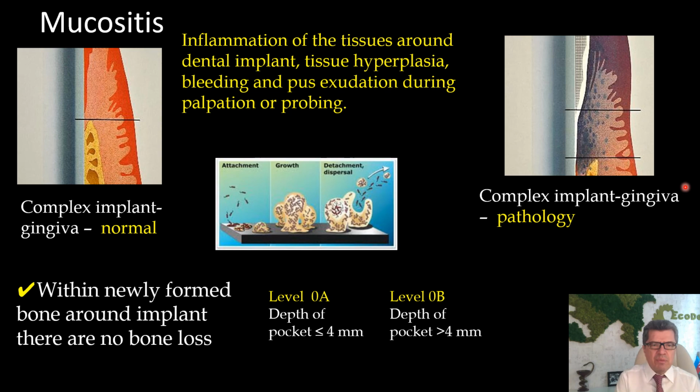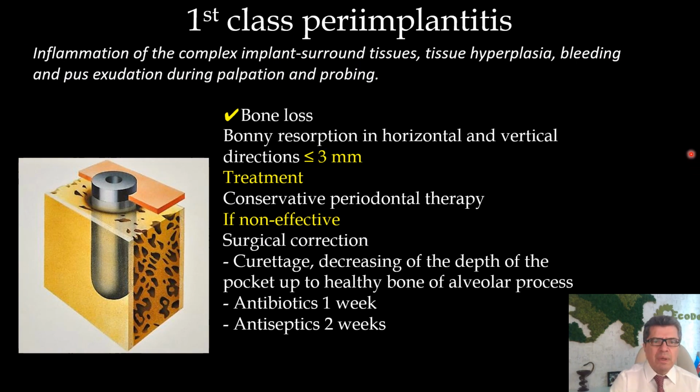Mucositis. Sometimes we say this is the first step of peri-implantitis. Compared with peri-implantitis, here we have no bone loss. Here there is inflammation of the tissue around the dental implant, tissue hyperplasia, bleeding, and pus exudation during palpation or probing. We have two types of mucositis, level A and level B. We measure the depth of the pocket; if it is more than 4, it is level B. But now let's talk about peri-implantitis.